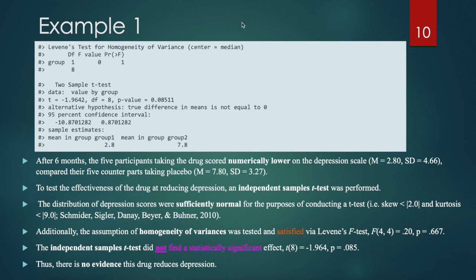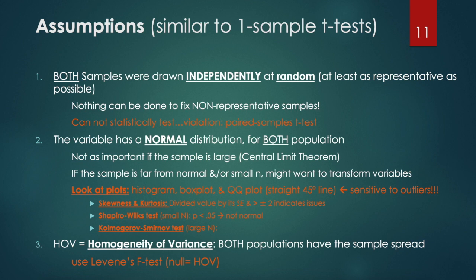So if you're putting into words, this is a great template to use. When it comes to any statistical test, we have to remember there's going to be some assumptions. These, for the independent samples t-test, are very similar to the one sample. The first one is both samples were drawn independently at random, at least as representative as possible. When this isn't satisfied, there's nothing you really can do to fix a non-representative sample, and we can't test it.